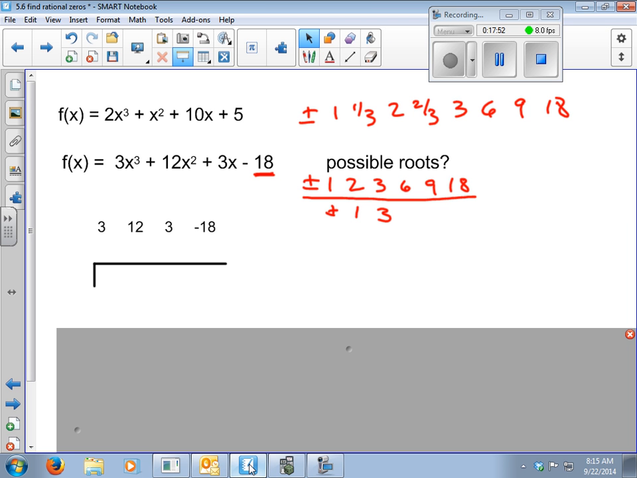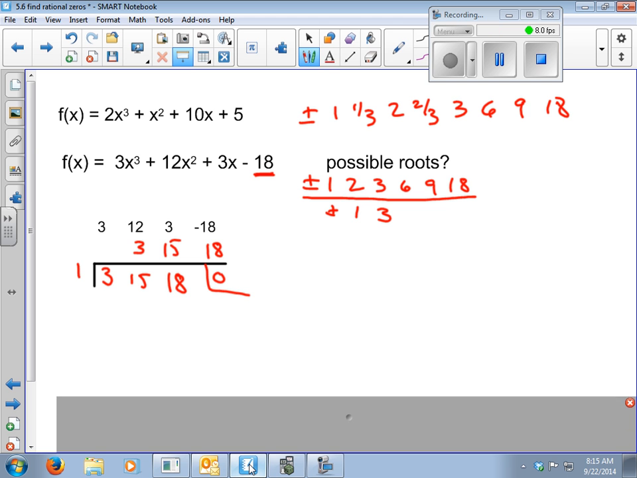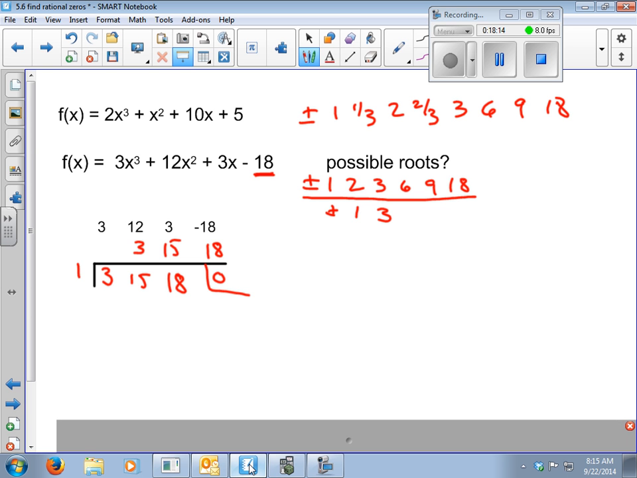Here's our synthetic division lined up, and I want to try positive 1 because it looked like it crossed at positive 1. Drop the 3, multiply and add, multiply and add, multiply and add. I got my 0 as my remainder that I was supposed to get. So now I've got my solution. I need to write that as an equation, 3x squared plus 15x plus 18, and I need to be able to factor that to come up with my other solutions. Do you notice a 3 is in common all the way across? Take that 3 out, x squared plus 5x plus 6.